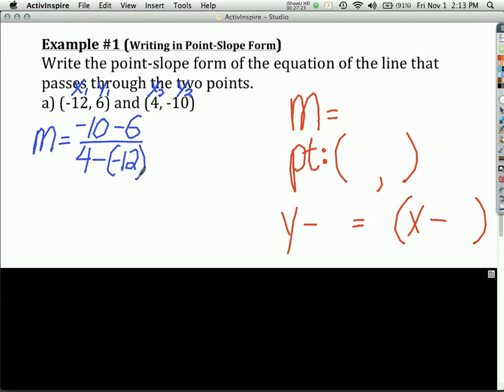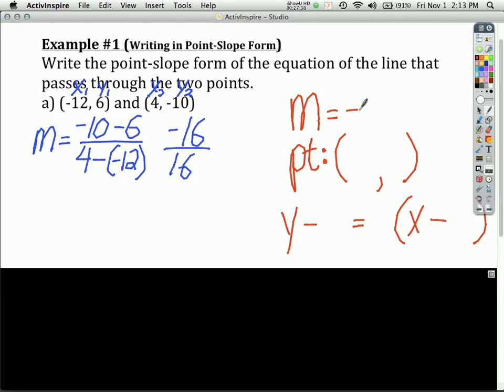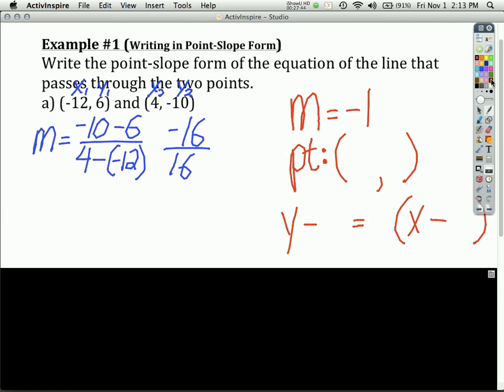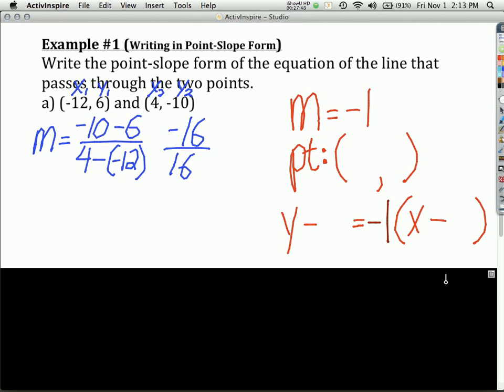Do some mental math quickly, and what do we get? Dianar? You get negative 1. The top becomes negative 16, the bottom becomes positive 16, and of course we get negative 1. So we already have one piece of information that we need for the form. We've got the negative 1. That goes right there.